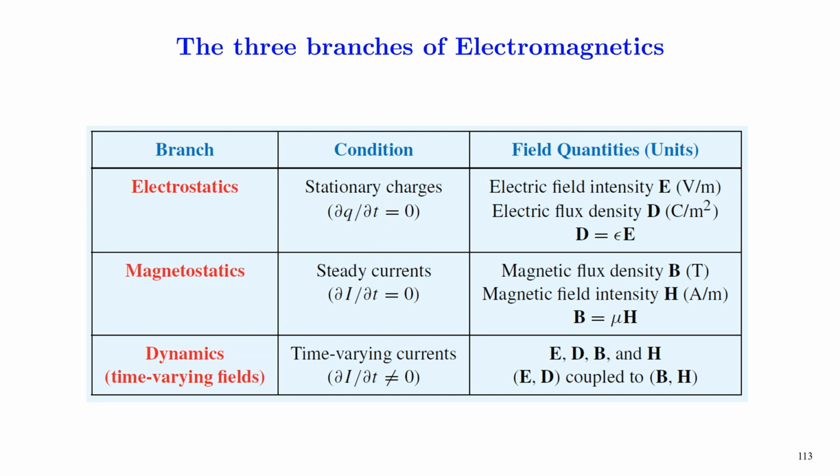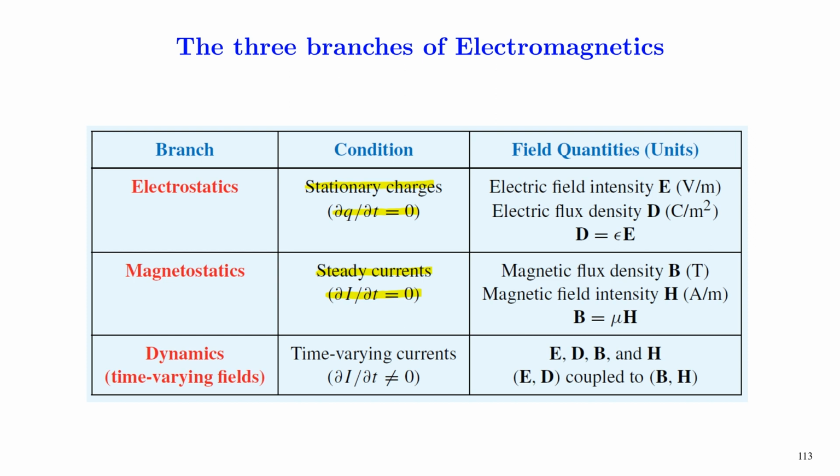The three branches of electromagnetics are electrostatics, magnetostatics, and electrodynamics. In electrostatics, we deal with stationary charges so that the rate of change of Q will be equal to 0. In magnetostatics, we are dealing with steady currents where the rate of change of the current is equal to 0. Whereas in electrodynamics, we are dealing with time varying fields.